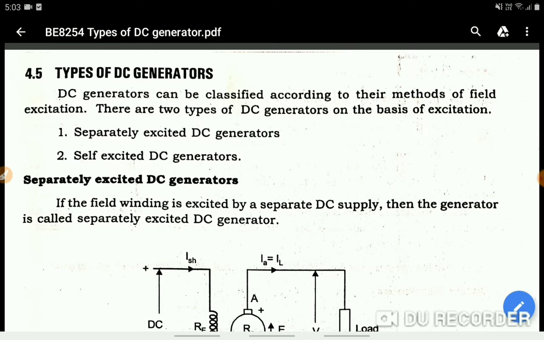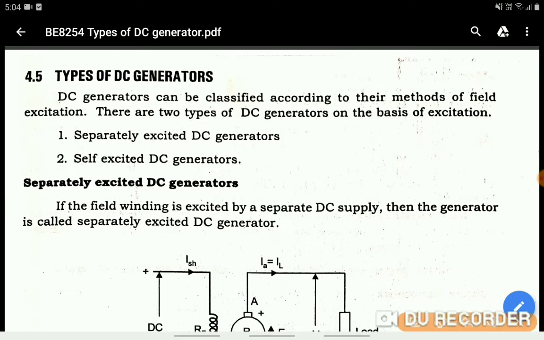Up to the last video, we have completed all the tutorials related to the EMF equation of a DC generator. This video explains the types of DC generators. So before entering into the types, I just want to let you know how these DC generators are categorized.